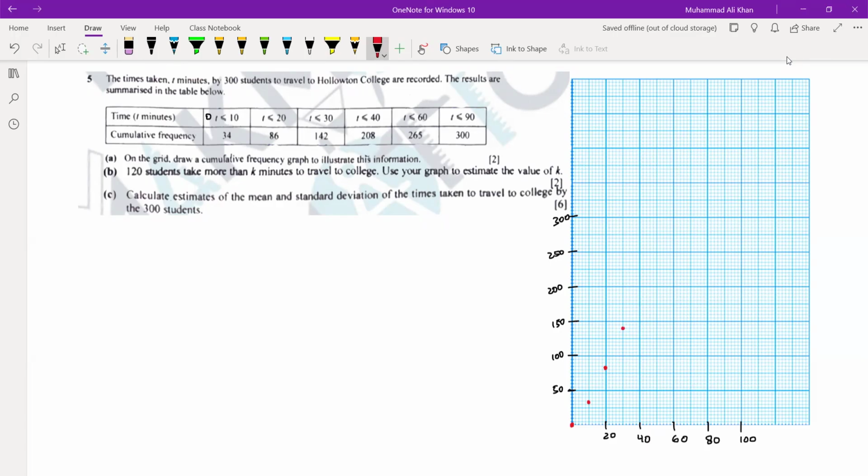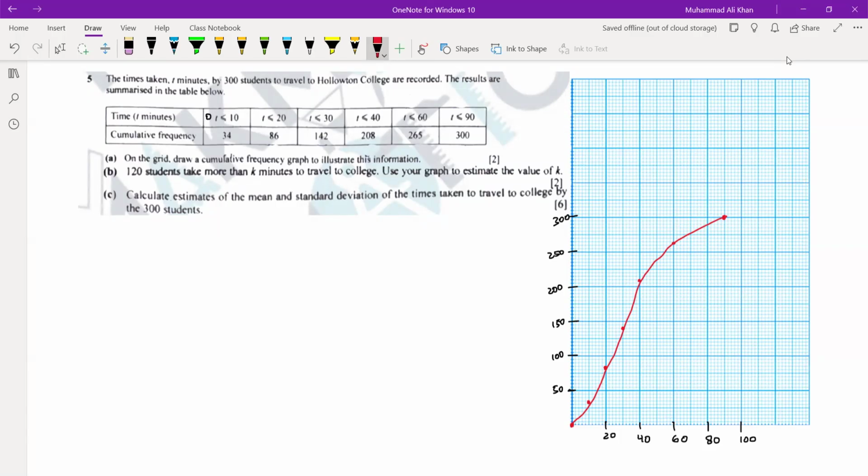And after that, 40 is 208. Here it is 210, so somewhere here. And 60 is 265, which is just above 250. And 90 is 300. Now we have to make a curve, as smooth as you can. Now, this is the first part.